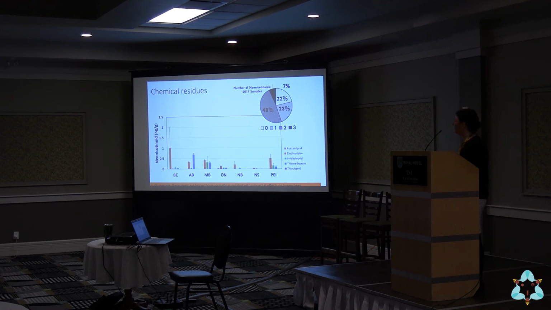So we also check for chemical residues. In this case, we used one-year bee bread samples from the hives to test for neonics. Here we have a graph. The levels that we found in the bees were below what is associated with sublethal effects of neonics. But what is important, as the pie chart shows, is that more than 50% of the bee bread samples we collected had 2 or more neonics detected.